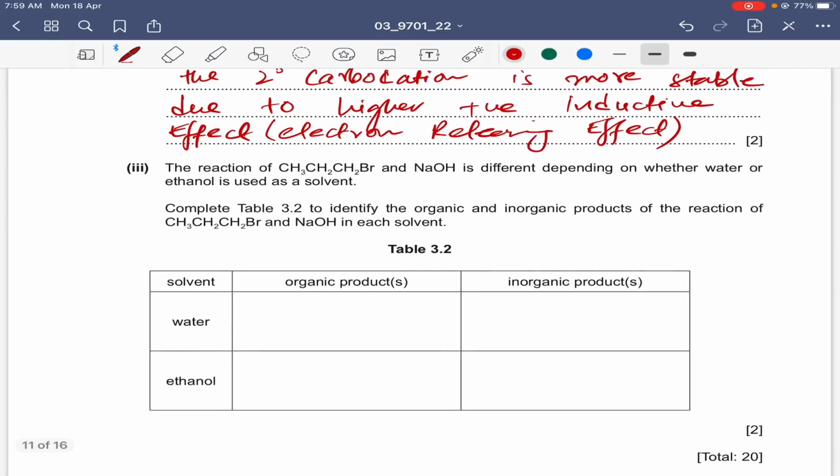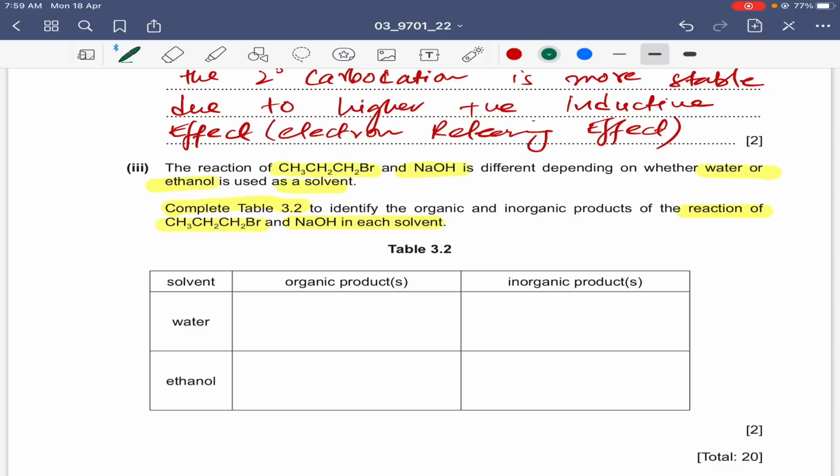Now, the next question is the reaction of CH3CH2CH2Br and NaOH is different depending on whether water or ethanol is used as a solvent. Right? Halogenoalkanes react with NaOH both in water and in alcoholic medium. So they're saying that both are different reactions. Complete table 3.2 to identify the organic and inorganic products of this reaction of CH3CH2CH2Br and NaOH in each solvent. When 1-bromopropane reacts with NaOH in water, and when it reacts with NaOH in ethanolic medium.